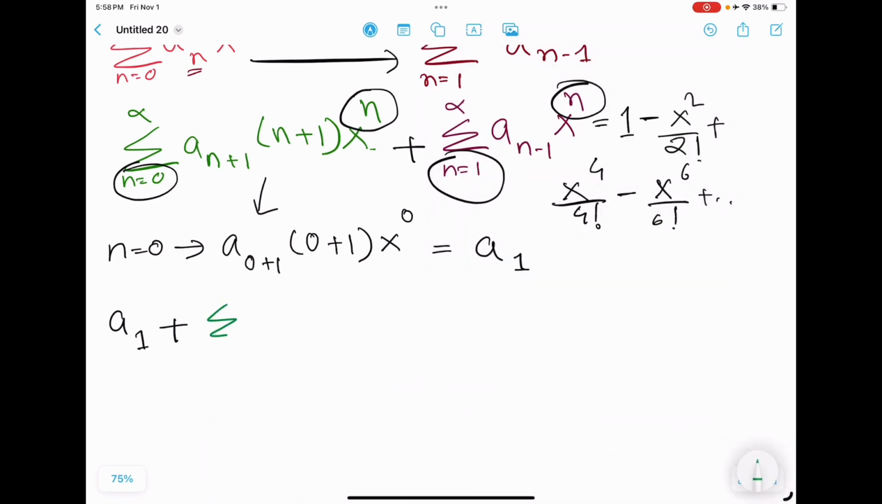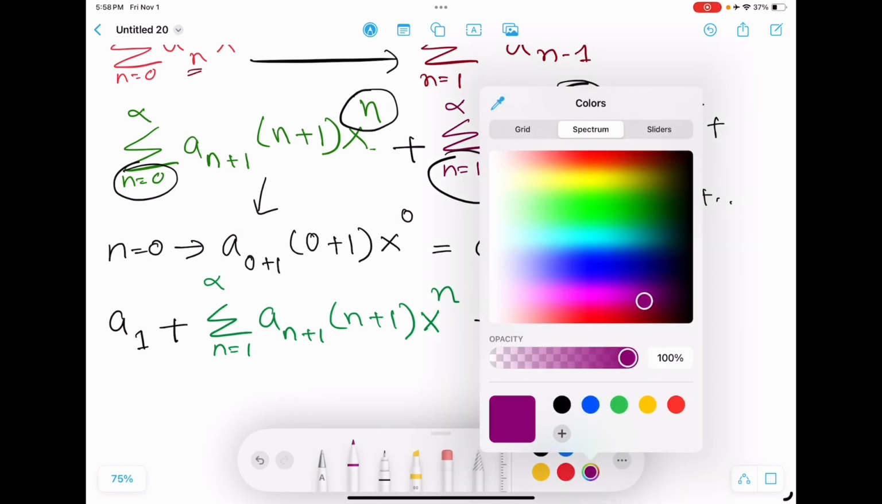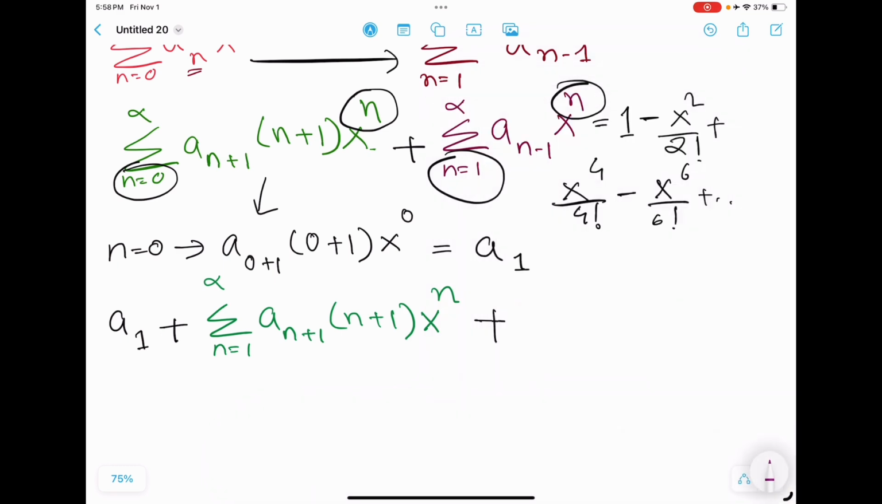So I have the summation n equal to 1 to infinity of a sub n plus 1 times n plus 1 times x to the power n, and then I have my plus, and then my second power series, which doesn't change. So I have the summation n equal to 1 to infinity of a sub n minus 1 times x to the power n, and then just writing out what we've got on our right-hand side.